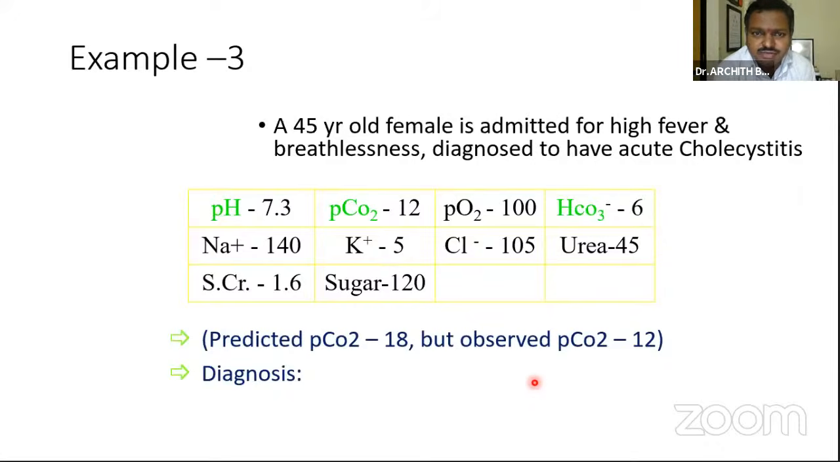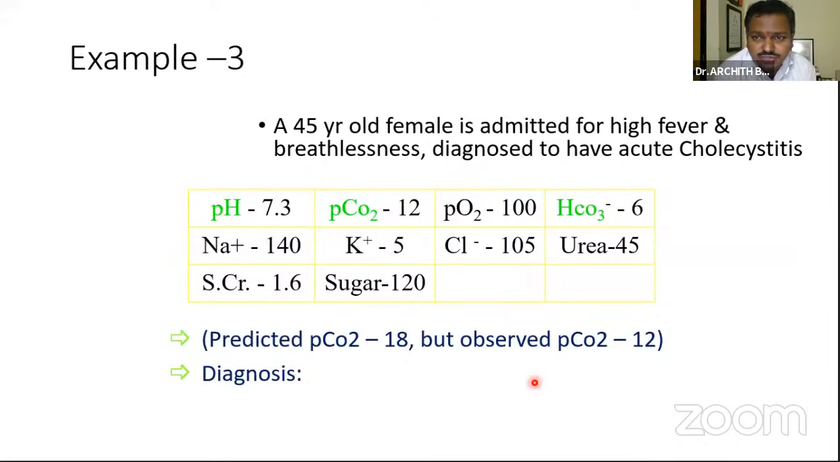So here we have a female who has come with breathlessness, and she had cholecystitis, and this is her ABG that you're seeing. So you have a pH of 7.3, which is on the lower side there. The PCO2 is very, very low, 12, isn't it? So PCO2 is very low, bicarb is also very low.